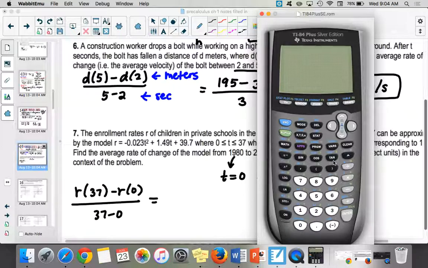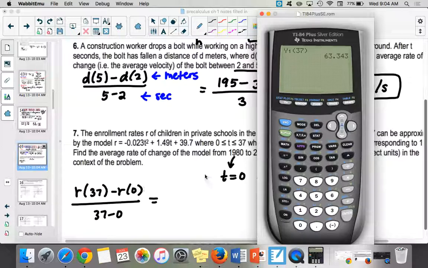Here's how you do it. So I know it's break time, I'll try to hurry. So we go to vars. Do you guys see vars? That stands for variables. We want the y variable, function, y1. So whatever you put in for y1, that's like our function. That's our f of x thing. So if I wanted to find f of 37, or r of 37 in this case, I do y1 of 37. It gives me that number.